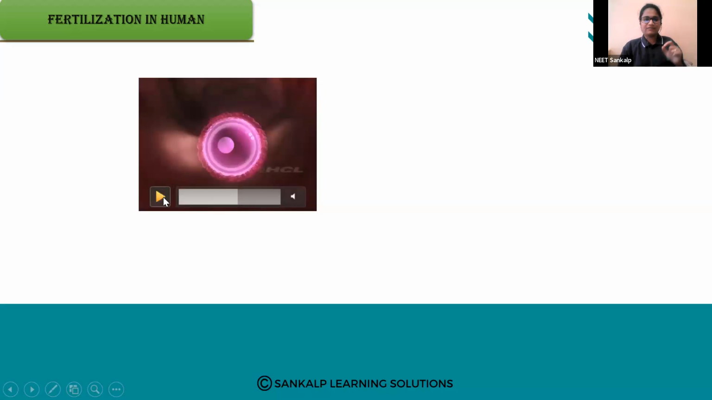So during that, when the sperm fuses with the plasma membrane of an egg, you can see the secondary oocyte is there, no? This will undergo meiotic division. So this division releases one polar body and one egg.